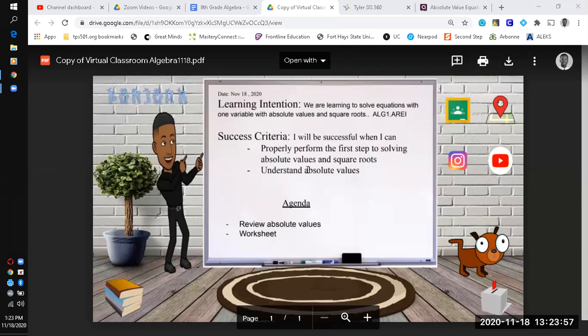I'm going to pull up our whiteboard so we could go through about 2 or 3 examples, and then we'll go through a quiz and a worksheet. All right, so let's look at the first example.